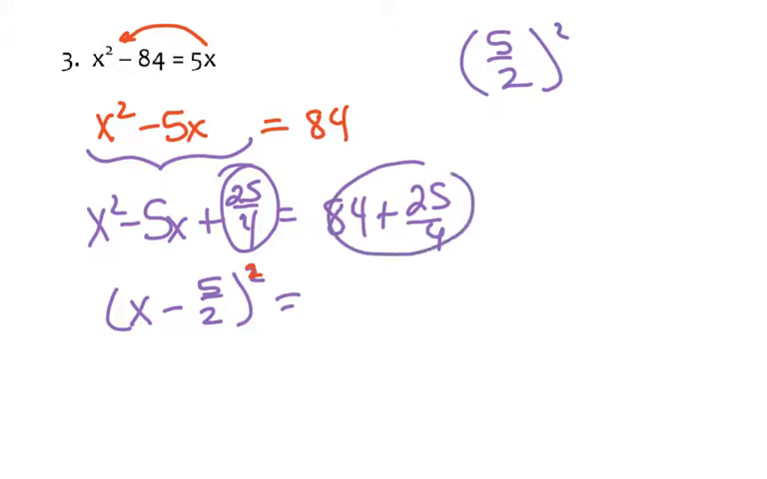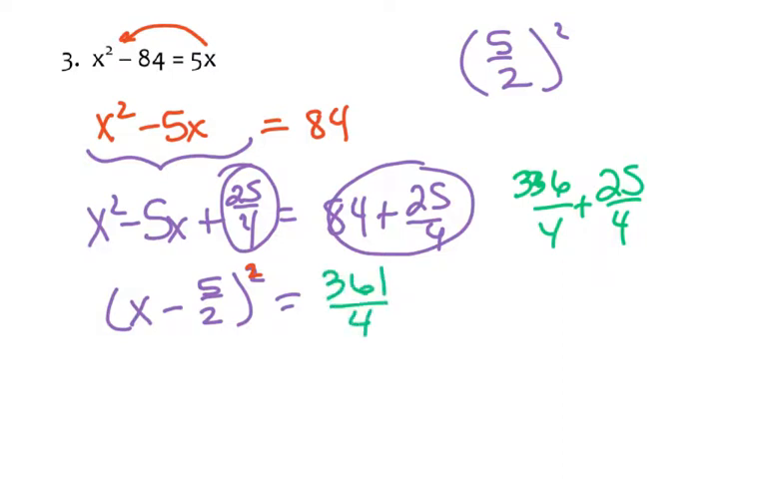Now this part, I'm going to have to use my common denominator, so I need to make common denominators for that. So the easiest way is just to do 84 times 4. So 84 times 4 is 336. So 336 plus 25 is 361. So this is 361 over 4.